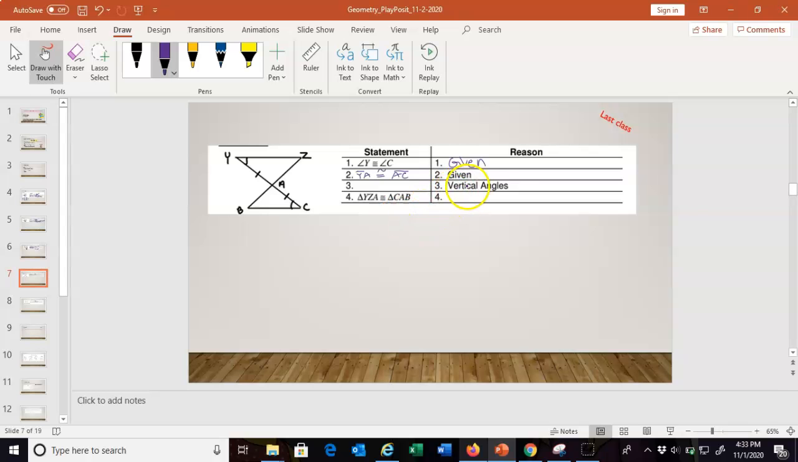Then number 3 tells us vertical angles. So which angles in this picture are vertical? These guys. So we have angle ZAY is congruent to angle, these are really small spaces, sorry guys, BAC.